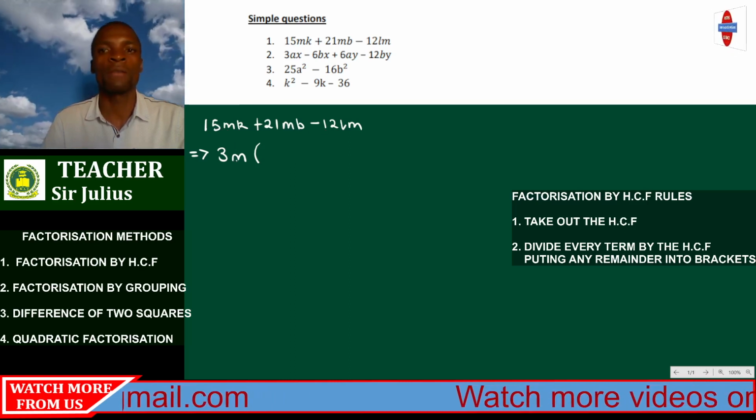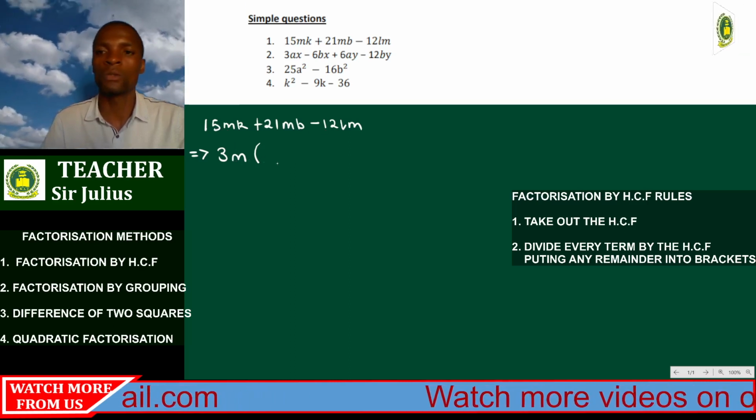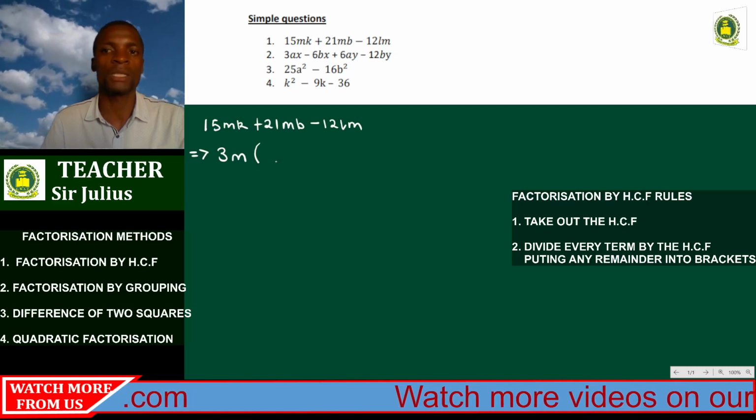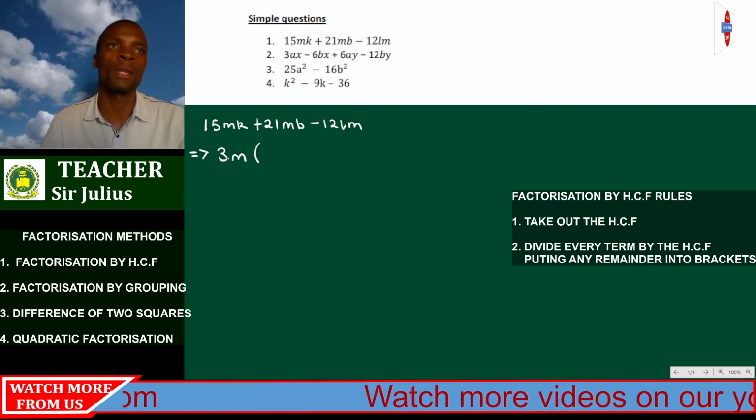Now, having this procedure done, we are going to move to the second stage, which is saying divide every term by the HCF. Let us now do it.